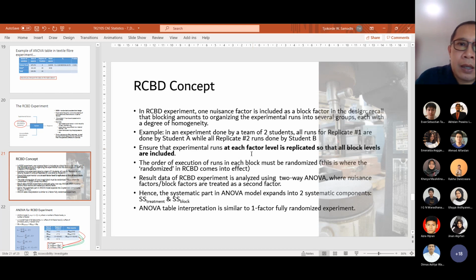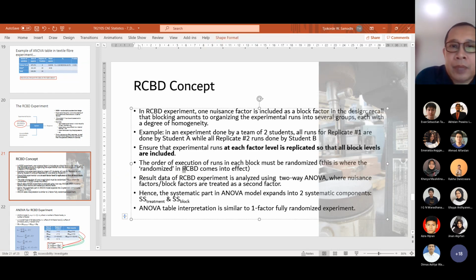And the order of execution of runs within each block must be randomized. So this is where the word randomized in RCBD comes from. Again, the term random in RCBD refers to the way we execute runs within each block. It has to be randomized. But between blocks, randomization is not really necessary. Again, it will be clearer when we discuss specific examples.